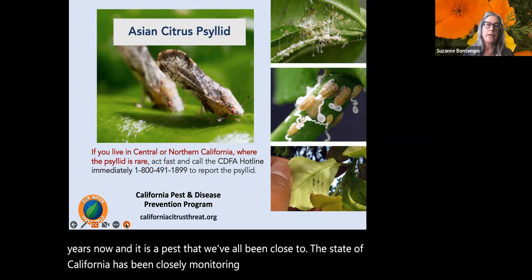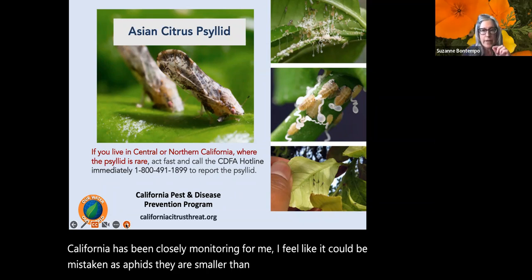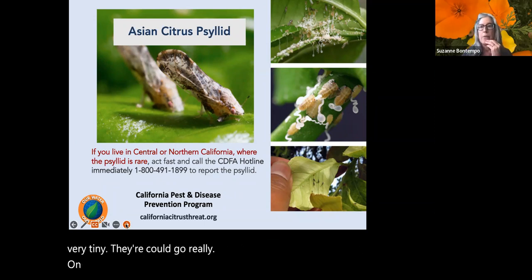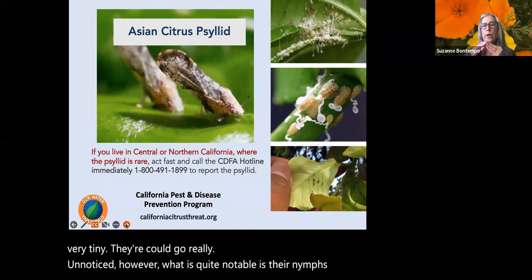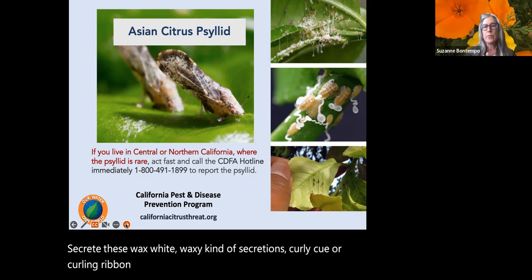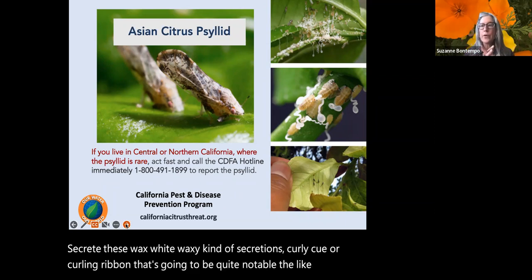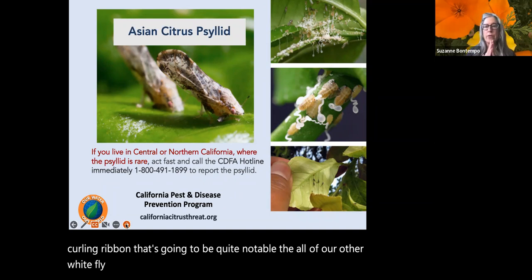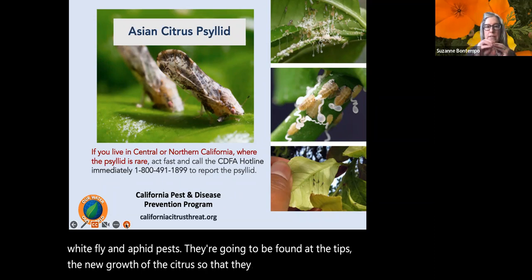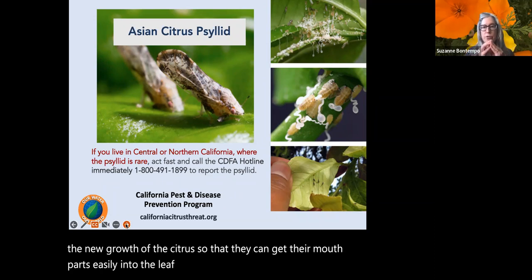For me, I feel like it could be mistaken as aphids. They are smaller than aphids. They're very, very tiny. They could go really unnoticed. However, what is quite notable is their nymphs will secrete these white waxy secretions, like curlicue or curling ribbon. That's going to be quite notable. Like all of our other whitefly and aphid pests, they're going to be found at the tips, the new growth of the citrus, so that they can get their mouth parts easily into the leaf to access those sugary juices.